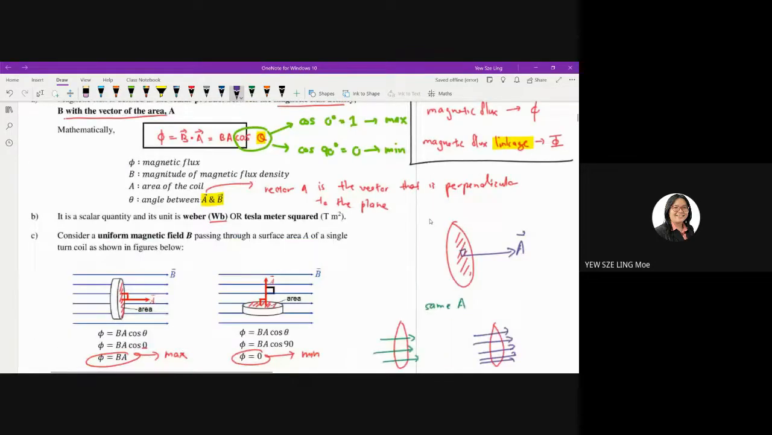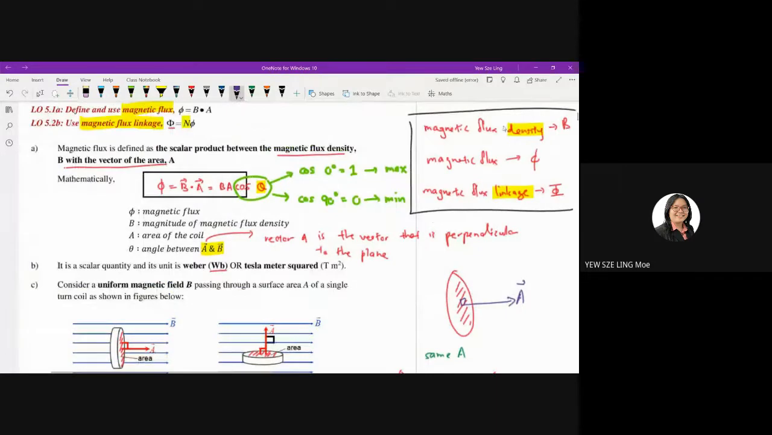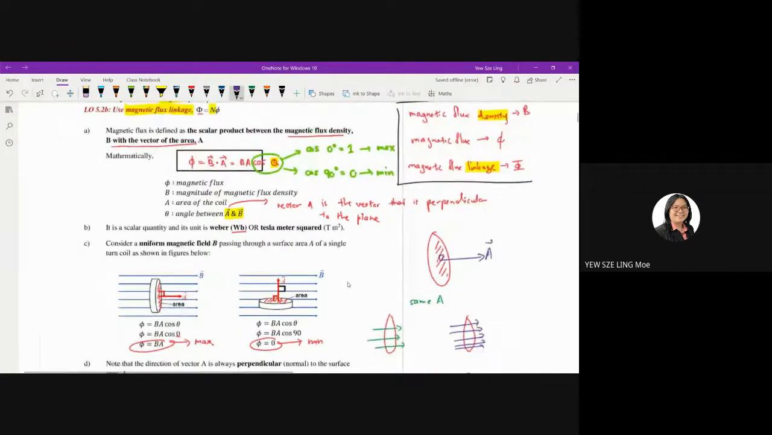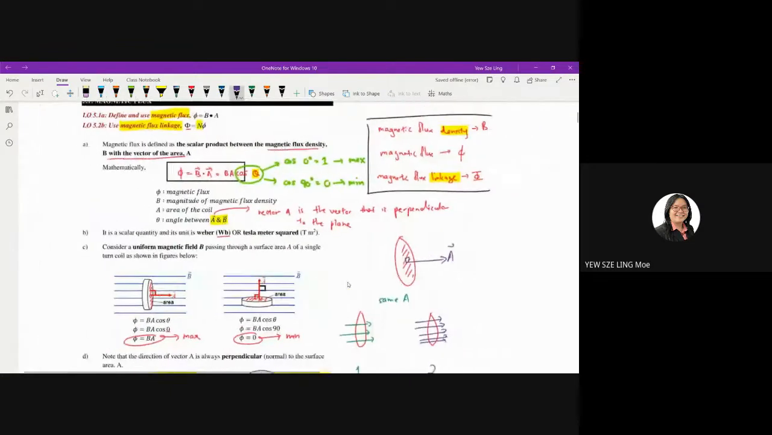So what is magnetic flux? Magnetic flux tells you how many lines pass through the cross-sectional area. More lines means greater magnetic flux. And remember, we have 3 types of flux: flux, flux density, flux linkage. All 3 refer to different things: B, small phi and capital phi. And then we have a maximum and minimum value, which depends on the angle. It is maximum when vectors A and B are at 0 degree, and minimum if they are at 90 degree. All right, so this is the introduction part.